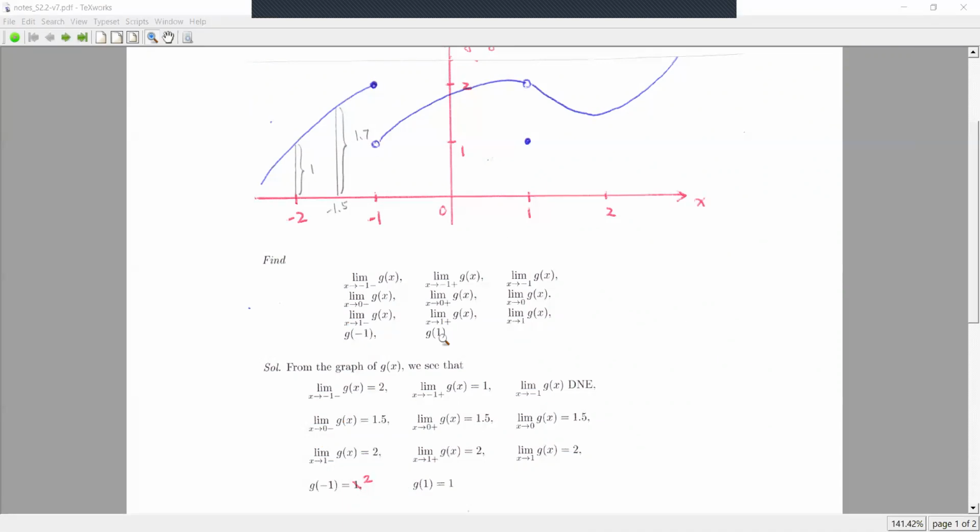At +1, also the graph has a solid point here. Solid point is part of the graph. Open point is not part of the graph. So when x is 1, the function value is the height of this solid point. It is 1. Function value at 1 is 1.